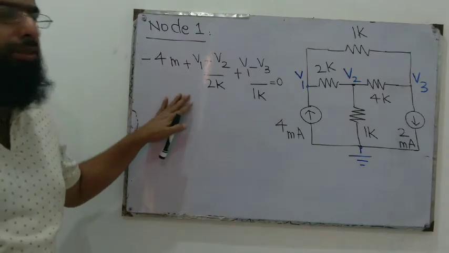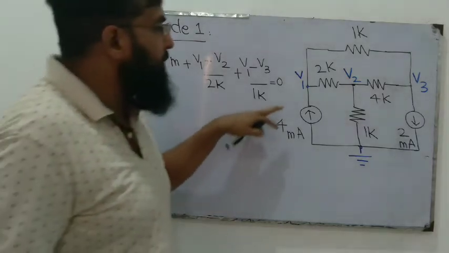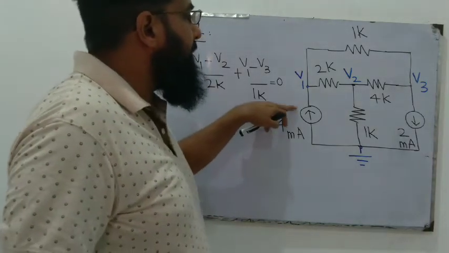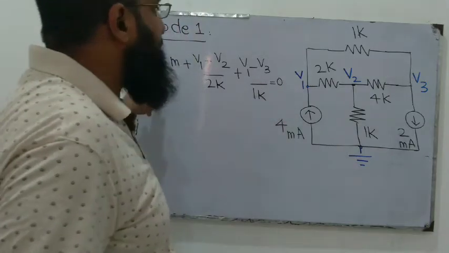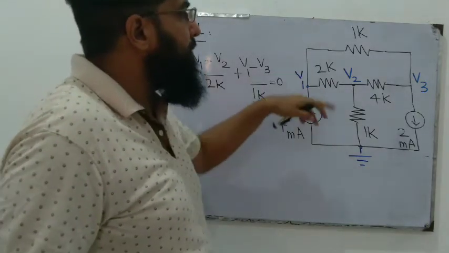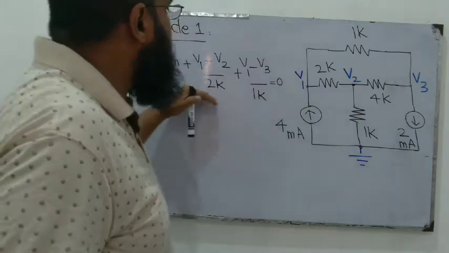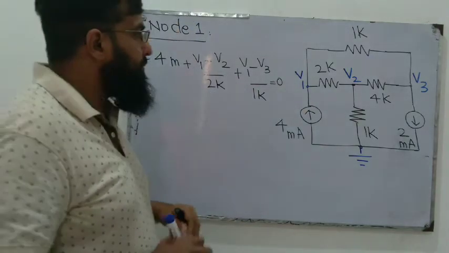This is the equation for node number 1. This minus 4 milliampere current is an entering current, therefore we have written it as negative. For these two currents, we don't know the directions, therefore we have assumed them to be leaving.